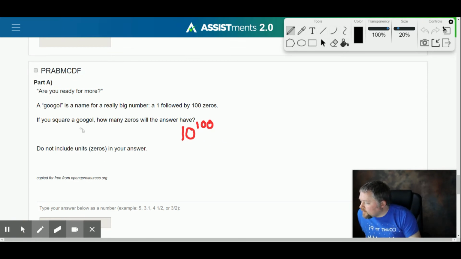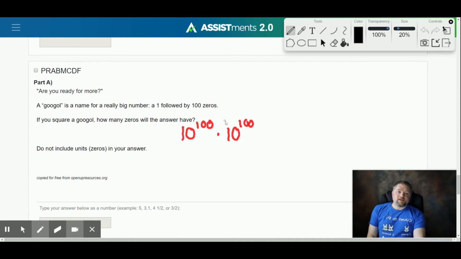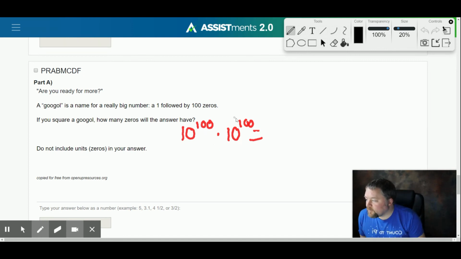If you square it, how many zeros will that have? Well, squaring a number means multiplying it by itself. If we square this, multiply it by itself, how many zeros will that have? Well, using our exponent rules we already know about, if we are multiplying like bases, we just add the exponents. If you square Google, how many zeros will the answer have? 200.